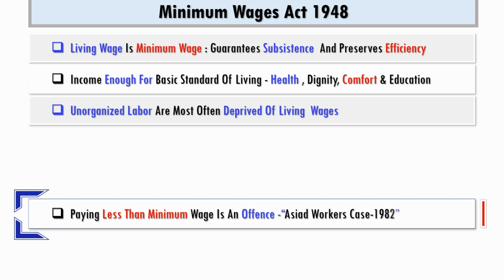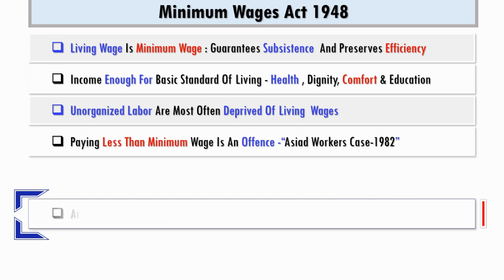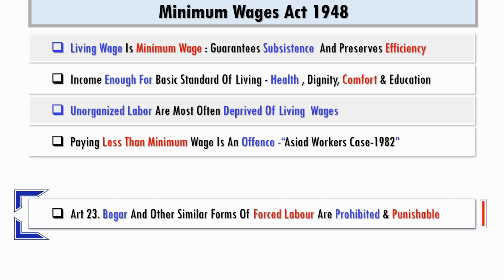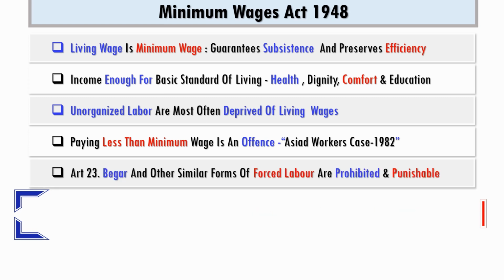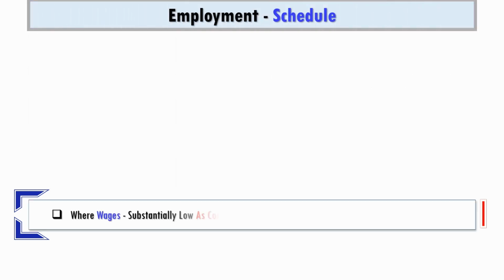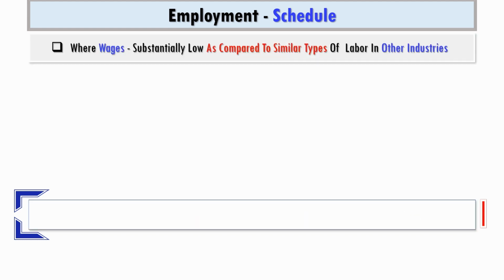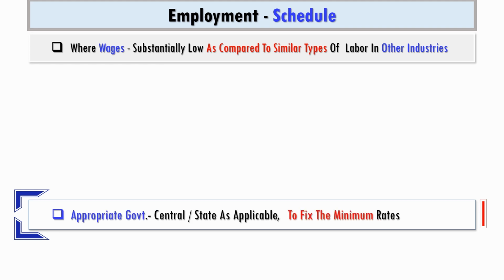It seeks to protect unorganized labor who are deprived of living wages. As held in Asiad workers case, paying less than minimum wage is an offence. Article 23 says beggar and other similar forms of forced labor are prohibited and are punishable. Where in an employment, wages as compared to similar types of labor in other industries is considered low, the appropriate government takes it up and fixes minimum rates.